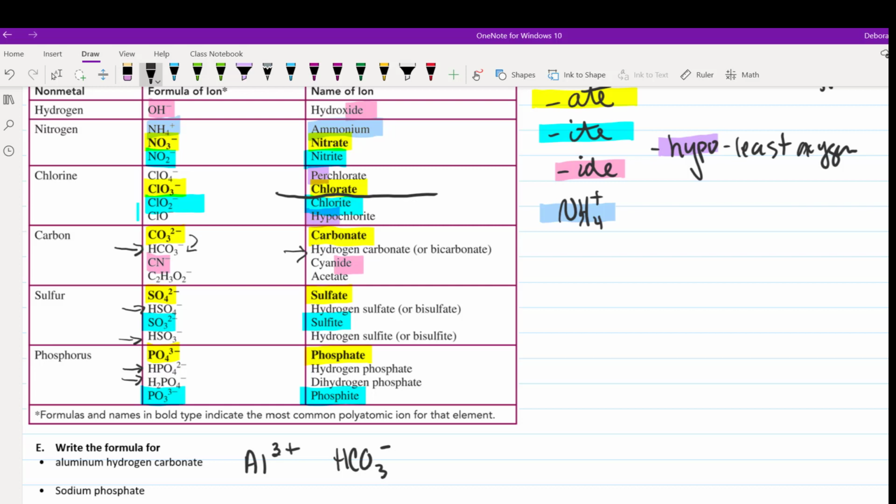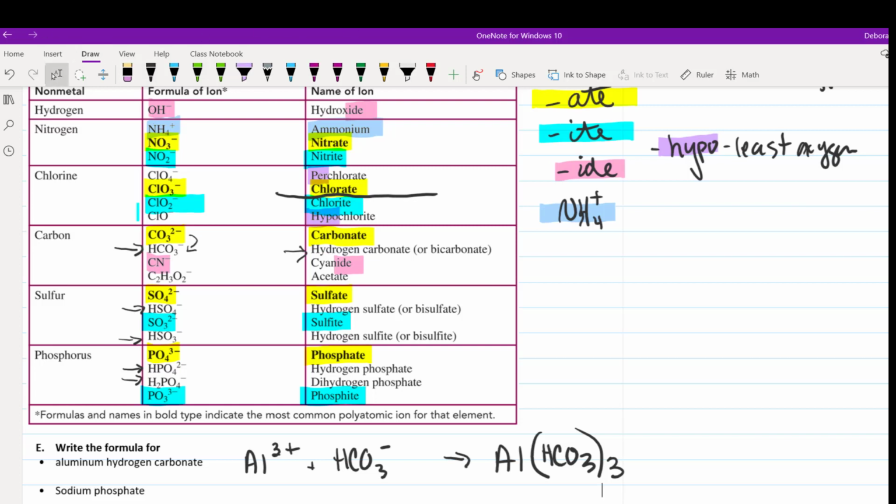All right, one thing we do with polyatomic ions, if we need to show more than one, we're going to wrap it in parentheses. So this becomes Al(HCO3)3, with the 3 on the outside, because we need 3 hydrogen carbonates to balance off the positive 3 charge on the aluminum. Pause the video and try the next one, which is sodium phosphate.